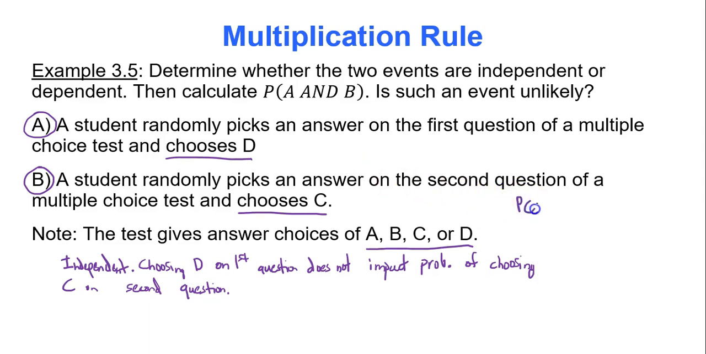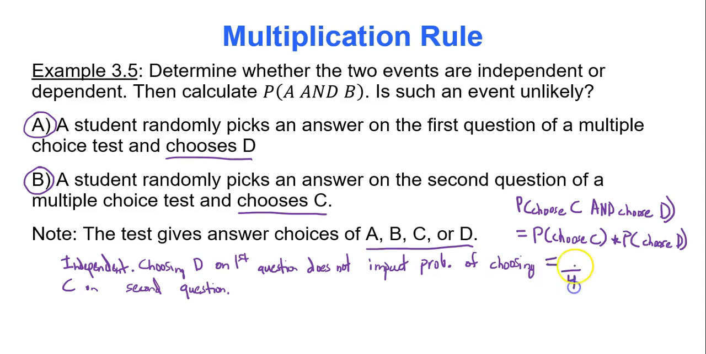So if I wanted to calculate the probability of choosing D and choosing C on the second question, it's literally going to be saying, okay, let's take the probability that the student chooses D and multiply it by the probability the student will choose C on the second question. Whenever I get to the first question, if I'm the student, what's the probability I'll choose D? Out of four answer choices, how many are D? Just one. When I get to the second question, out of four answer choices, how many are C? Just one. So you end up getting 1 over 16, which is 0.0625.